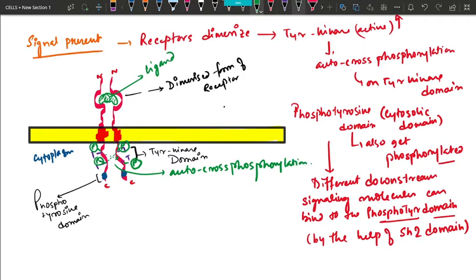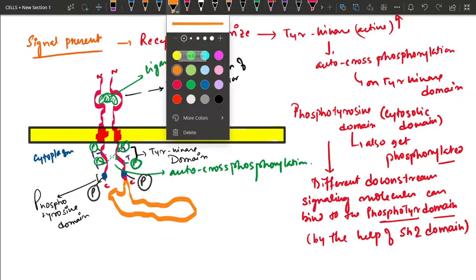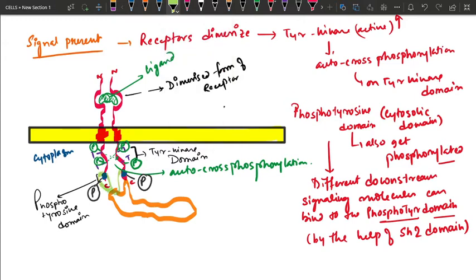And as a result of that, these phosphotyrosine domains also get phosphorylated. Now when they get phosphorylated, different proteins can come and bind over here. One example is the Grb2 protein. They have a particular specific domain by which they try to bind, which I have marked with this green color. This protein is the Grb2 protein, and this domain, by the help of which this protein binds with the phosphotyrosine domain of the receptor, is known as the SH2 domain.